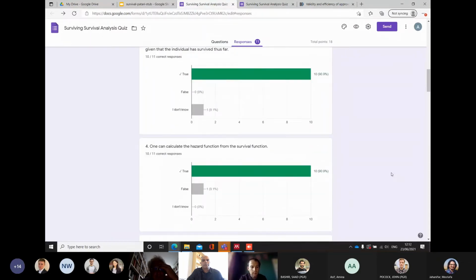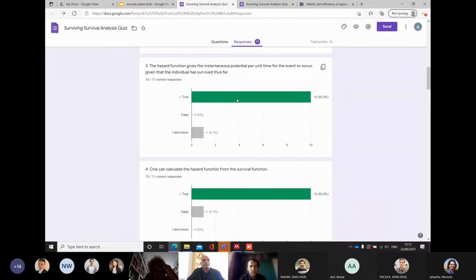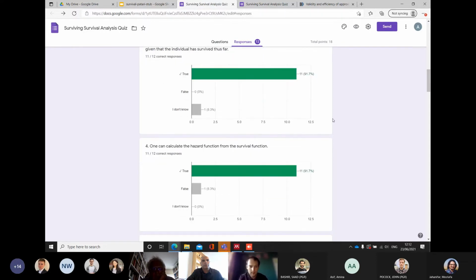So, the majority of people have got this one right here, but the hazard function gives the instantaneous potential per unit time for the event to occur, given that the individual has survived this far. So at the end of each question, I have given an answer and generally some feedback if you didn't get it right. But that's pretty much the definition of the hazard function. So at each point, if the individual has survived this point, the hazard function is calculated to be the potential that they then have an event with respect to all the patients that are left in the study. So it's the instantaneous potential at that time. I hope that makes sense.